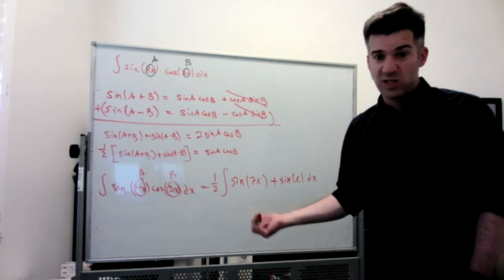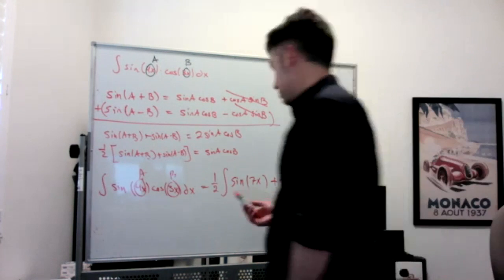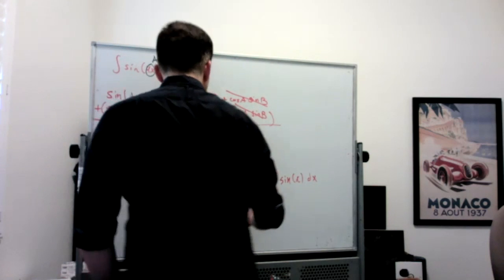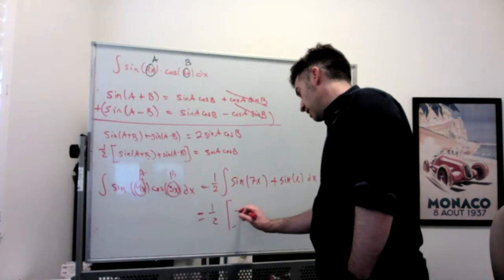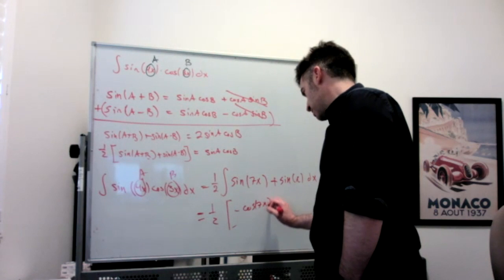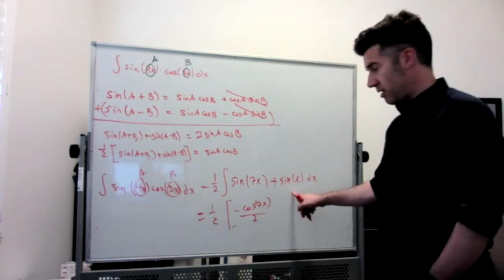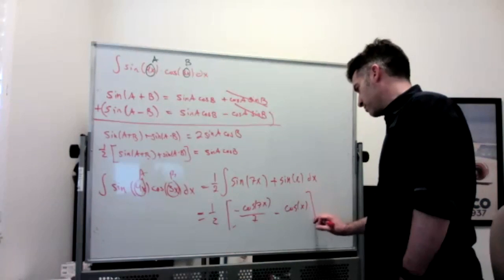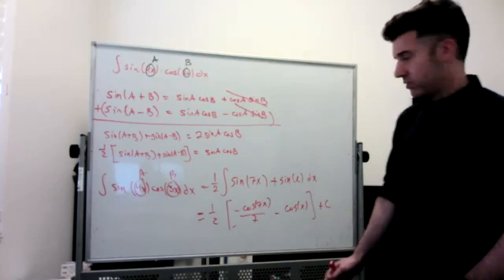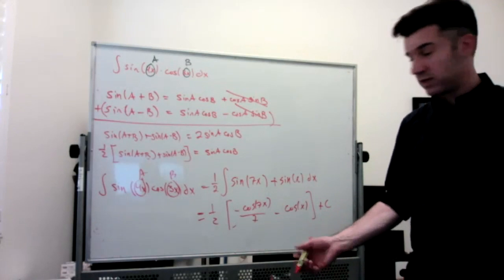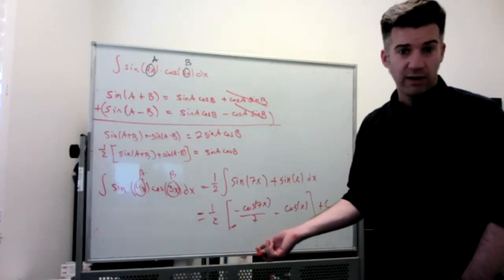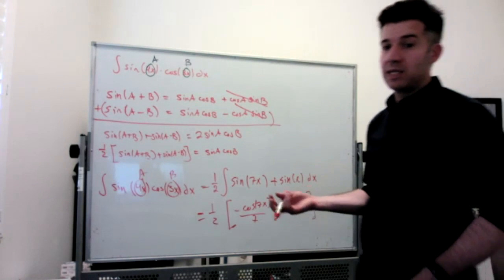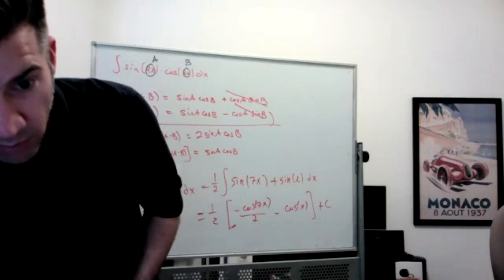I never really knew this trig identity when I was in calculus, but you can use it, and then you get 1/2. So let's see, the integral of sine of 7x is negative cosine of 7x divided by 7, and then the integral of sine is negative cosine. So our final answer would be negative cosine of 7x over 14 minus cosine of x over 2. Interesting. Let me show you a different way that might seem more natural to you.